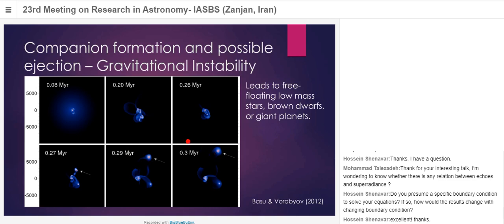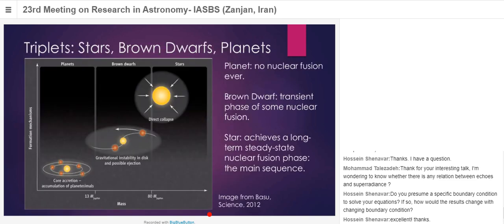This object is on its way out of the system. Its speed is larger than the escape speed due to the gravity of the other objects. And this object also has a kind of giant planet brown dwarf type mass. So the idea is that the free-floating brown dwarfs or giant planets that are seen in stellar clusters may be attributed to this kind of ejection mechanism rather than having formed in place through direct collapse.